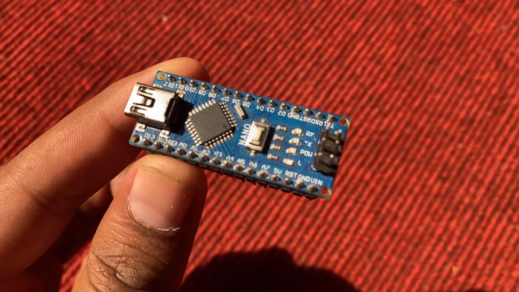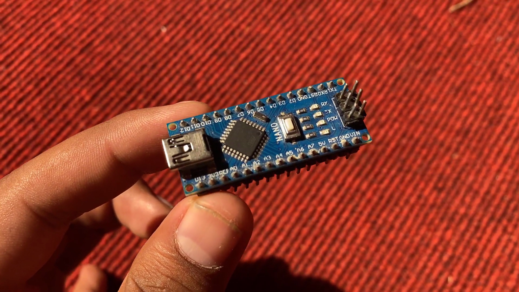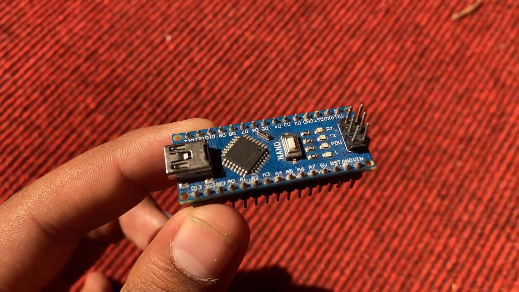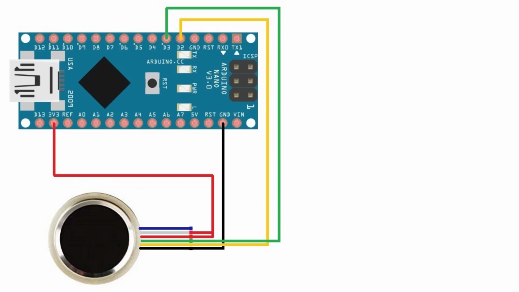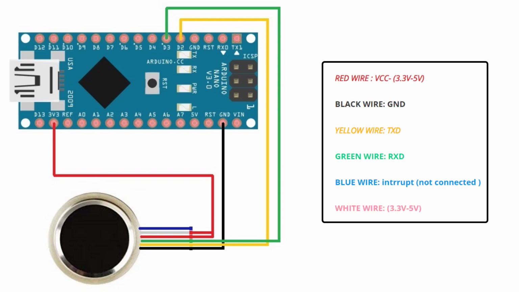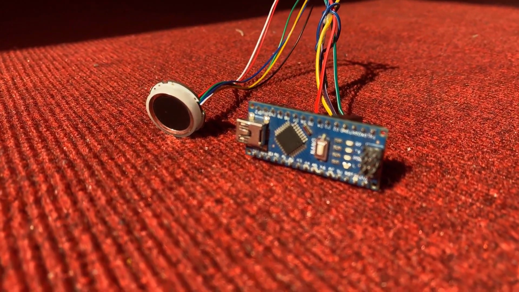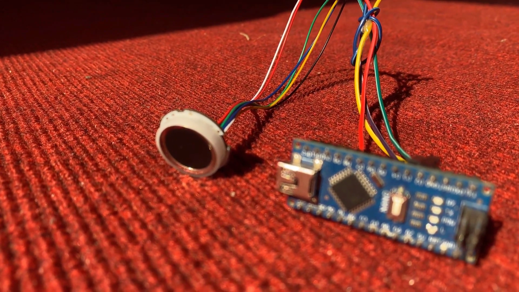Now let us see how we can interface the R502 capacitive fingerprint sensor with Arduino. The connection diagram is fairly simple. Connect the VCC and GND of the R502 to the Arduino 3.3V and GND pins. Similarly, connect the TX and RX to D2 and D3 of the Arduino respectively. The blue wire is an interrupt wire which remains unconnected. Connect the white wire to 3.3V. I use jumper wires to connect directly with the Arduino Nano board.